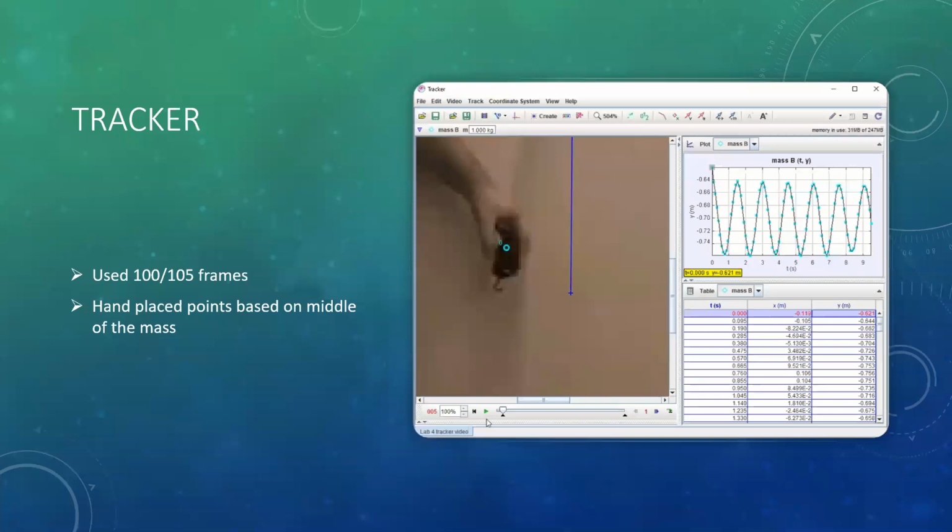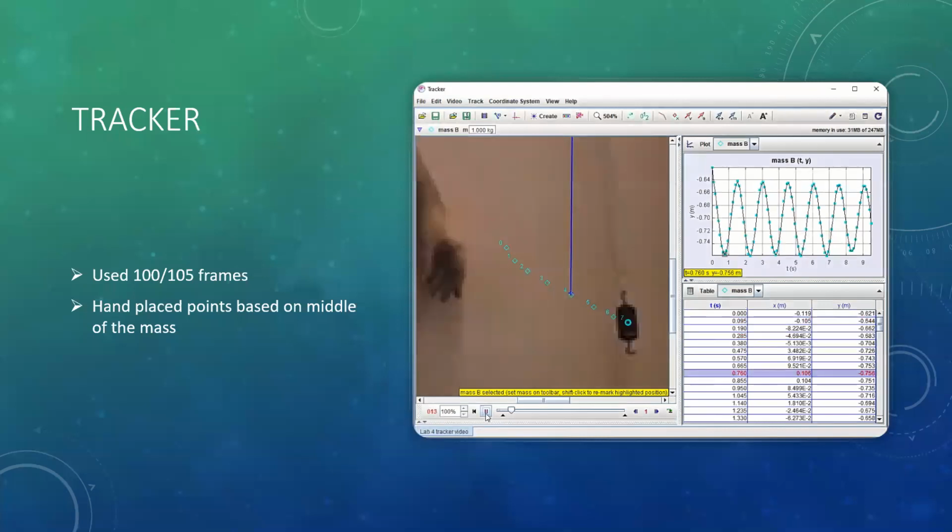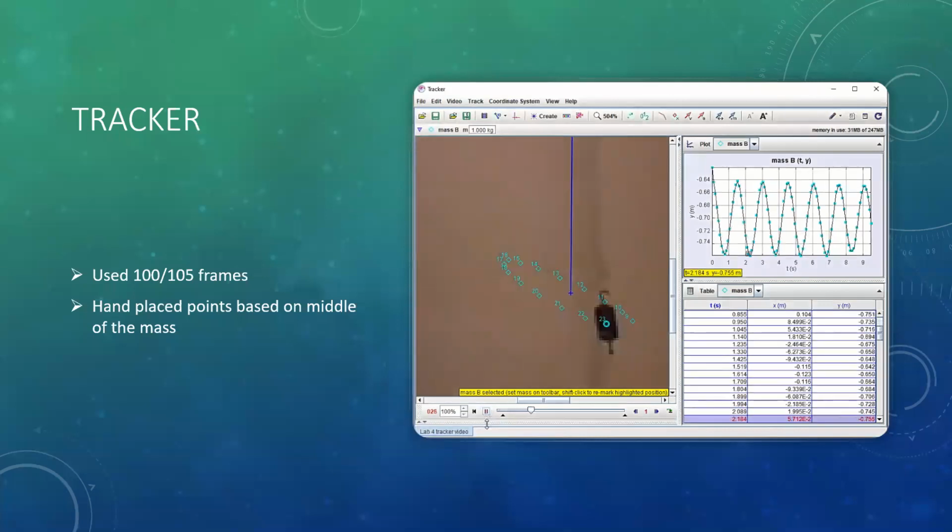So this is the tracker video that we were provided. As you can see during this video, there are blue dots following the weight around. Those blue dots tell the time and the location of the weight in the video.